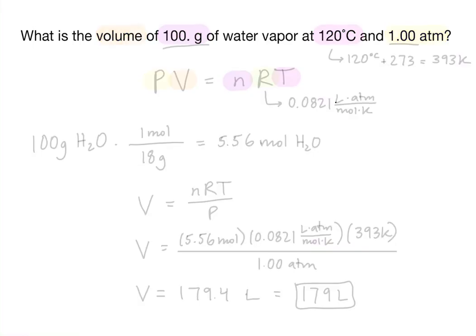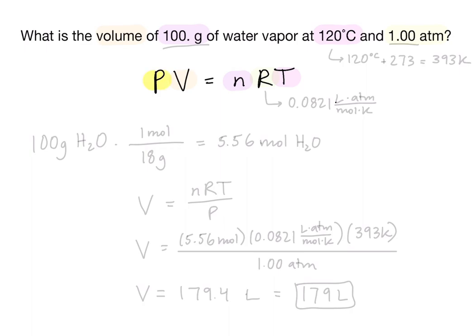Let's practice using the ideal gas law. This problem asks us, what is the volume of 100 grams of water vapor at 120 degrees Celsius in 1 atmosphere? Let's remember that the ideal gas law is PV equals nRT. So let's look at our problem here and see what variables we already have.